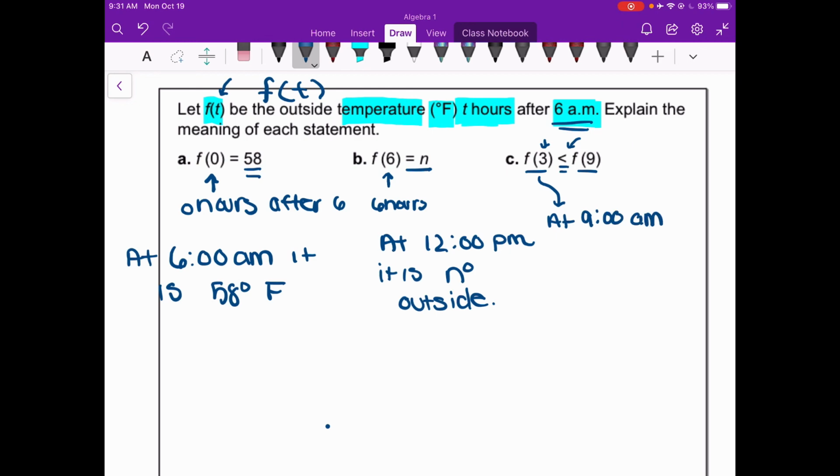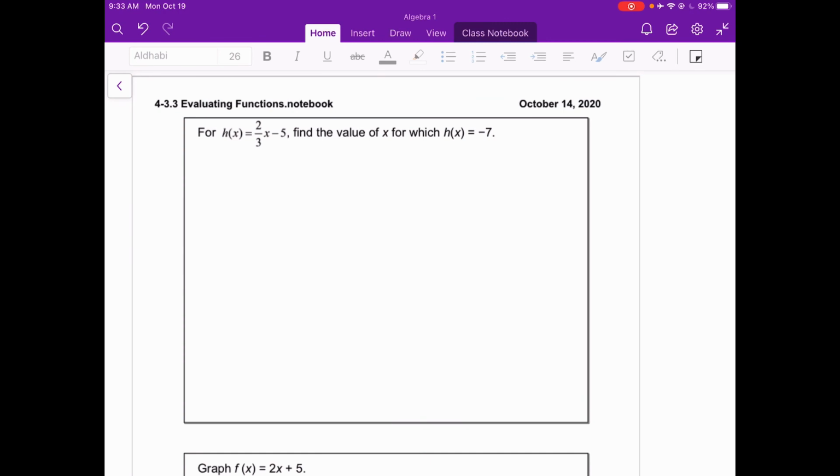Read the symbol out loud to yourself. It says less than. So we're going to say that the temperature at 9 a.m. is less than the temperature at, and now decide what time that is. 9 hours after 6 a.m. is going to be 3 p.m. So at 9 a.m., we can even say it is colder than at 3 p.m.